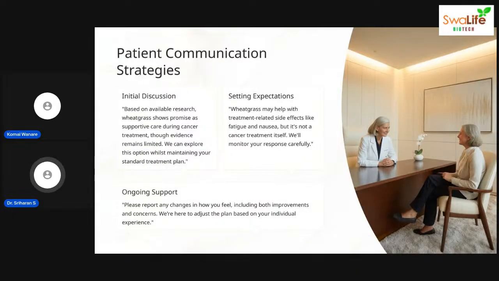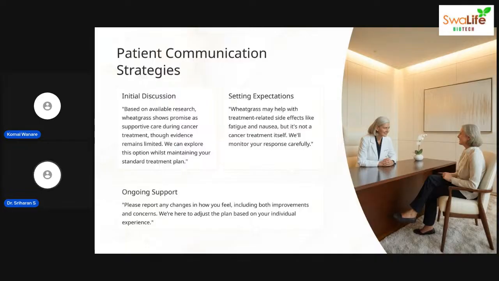The patient communication strategy is divided into three parts. Initial discussion: you want to tell the patient and confirm that wheatgrass is supportive care alone. It will be used as supportive care. It is not an alternative to the drug treatment. It is not an alternative to chemotherapy. It is not an alternative to radiation.